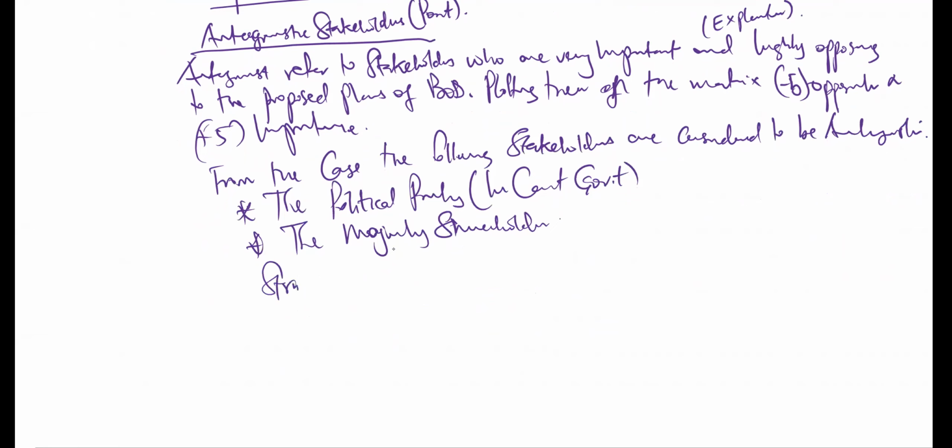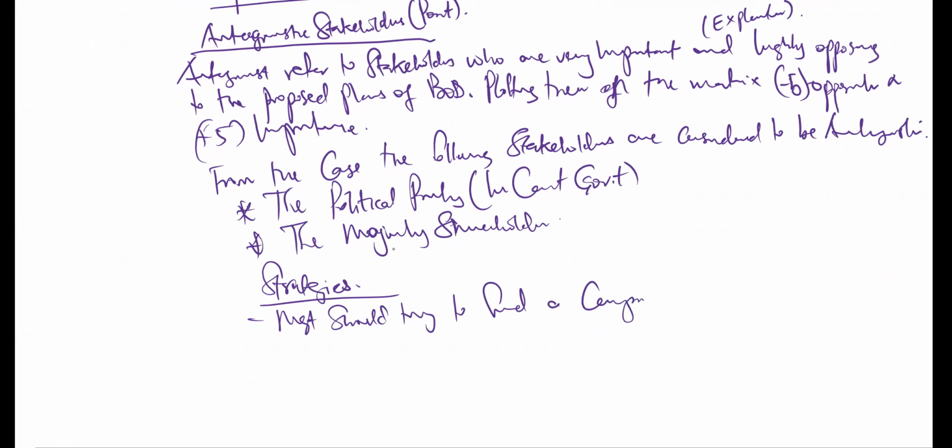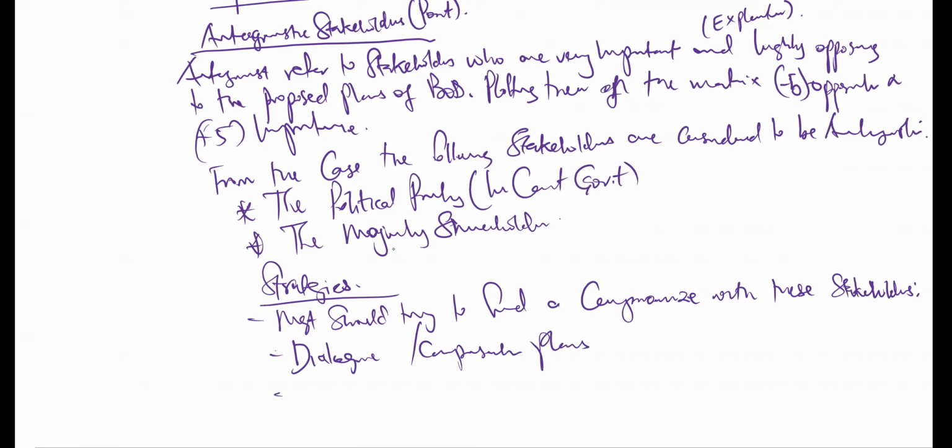Then you say strategies for managing them. Management should try to find a compromise with the above stakeholders. They can reach a compromise by finding a way to have dialogue with them, maybe compensation plans, or maybe trying to declare dividends since they have not declared dividends. It depends on the nature of the question.